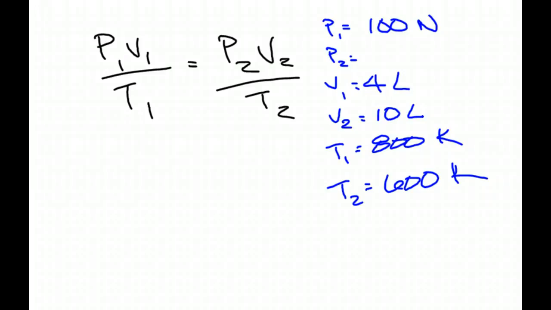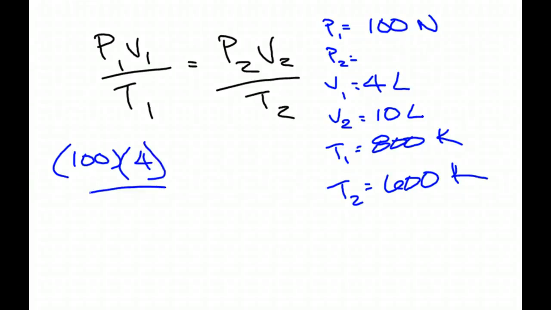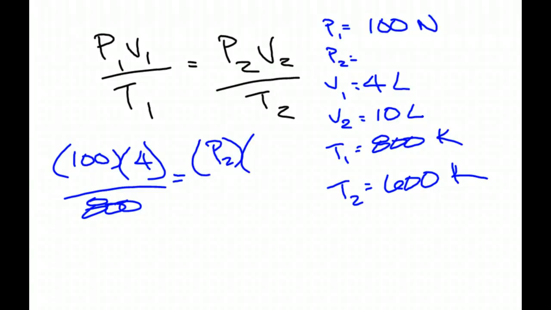I've got all this information. Now I just have to put it in my formula. 100 times my V1, which is 4, over my T1, my initial temperature, equals P2, which is what I'm looking for, times V2 over T2. And what are you going to do to solve for P2, Kendra?